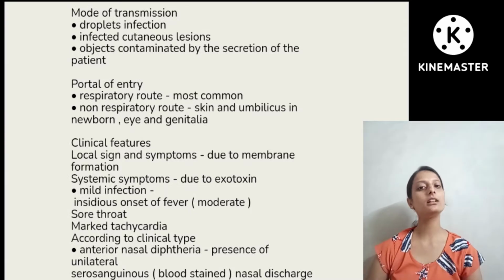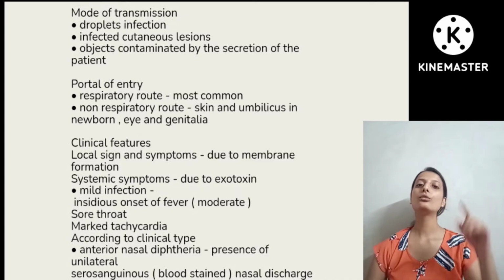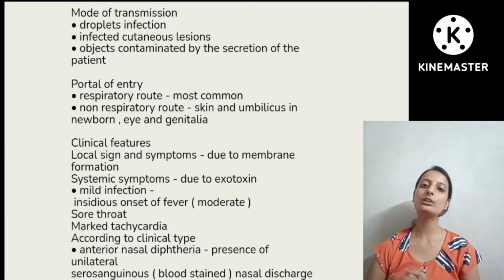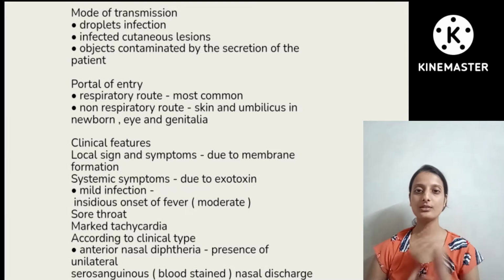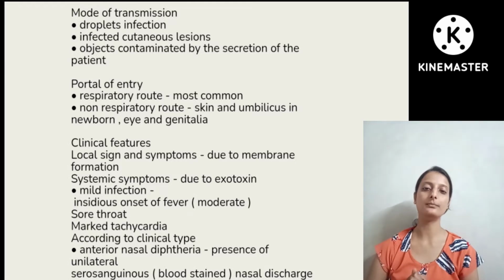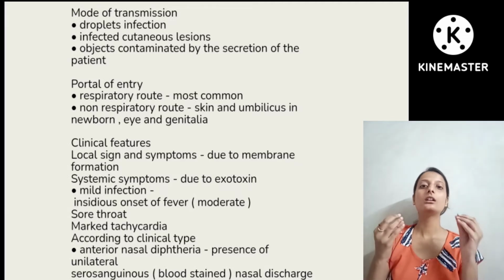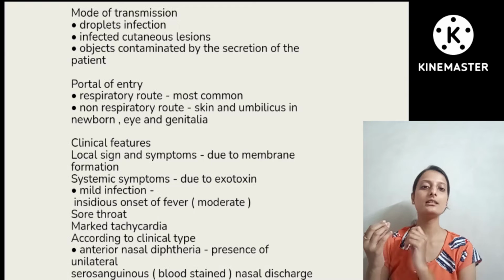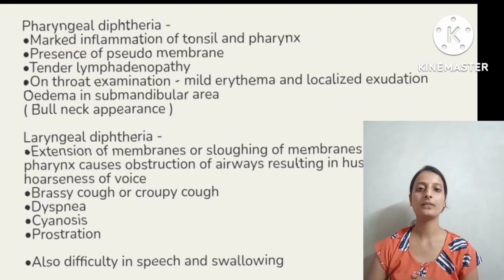Now do you remember, in the last class we saw the clinical types? So along with those clinical types we'll see the clinical features. First was anterior nasal diphtheria. In that there is unilateral serosanguineous nasal discharge, that is, blood-stained nasal discharge can be seen.